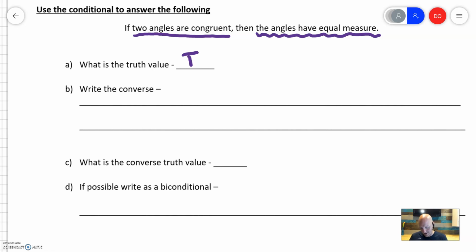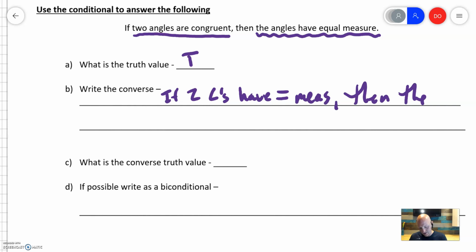Let's write the converse of this statement. So if two angles have equal measure, then the angles are congruent. Lots of abbreviation in there to shorten the video. So we took the if, we took the then, and we switched them to write the converse.